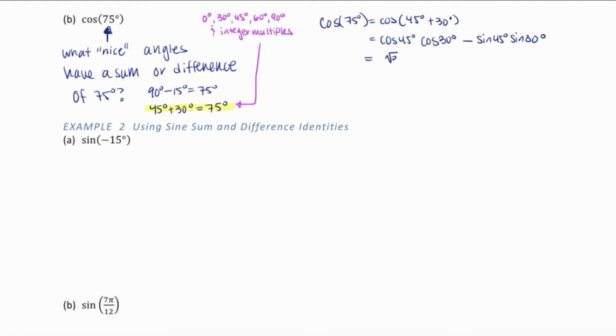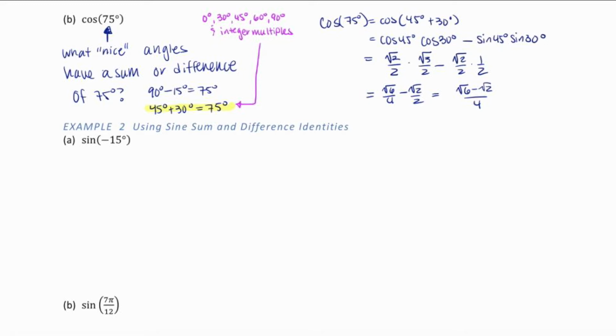So I have root 2 over 2. The cosine of 30 degrees is what? If you said root 3 over 2, you're correct. And then here I have root 2 over 2 and 1/2. And we end up with root 6 over 4 minus root 2 over 4, which you can rewrite as root 6 minus root 2 over 4.